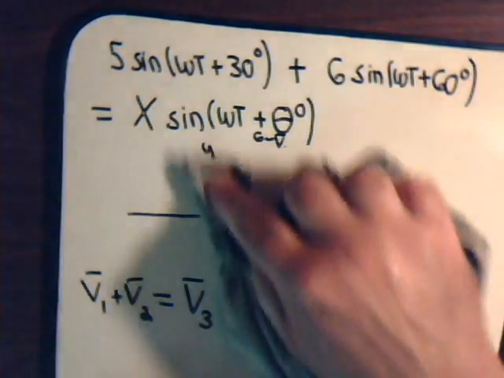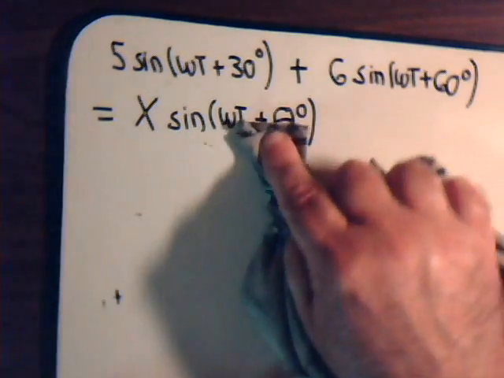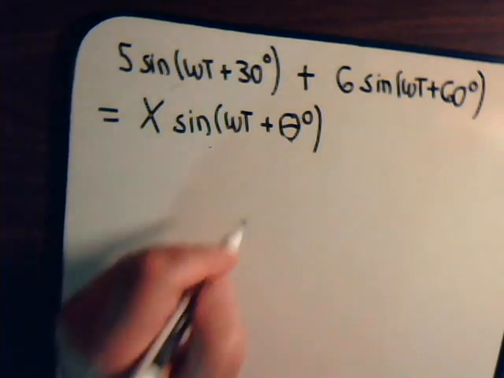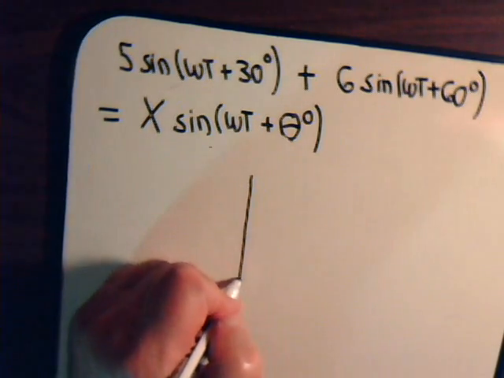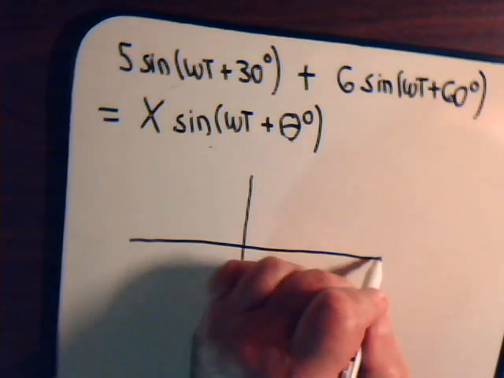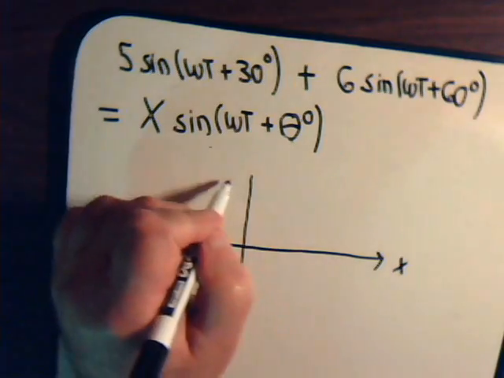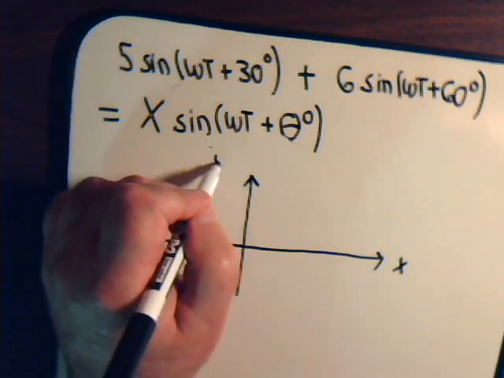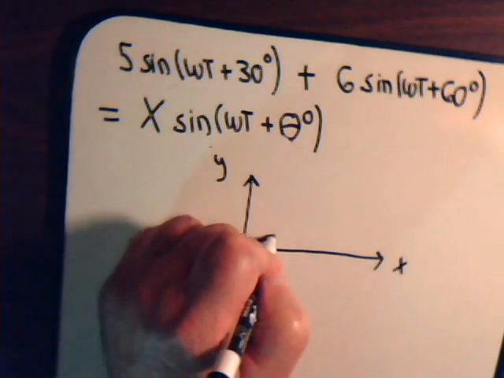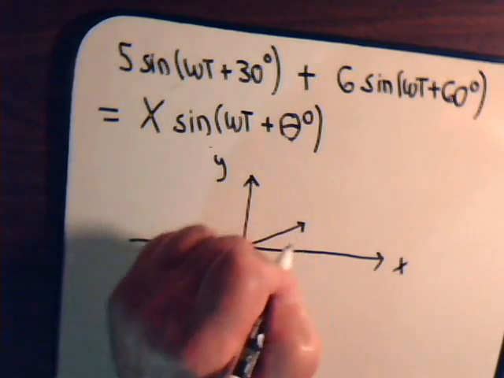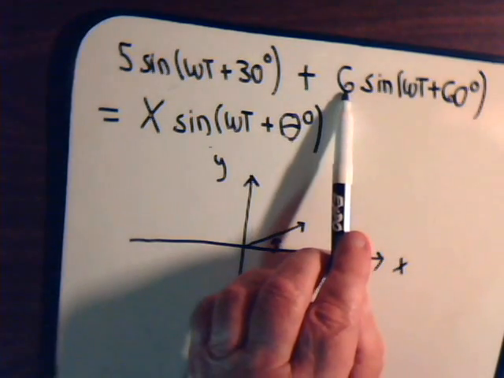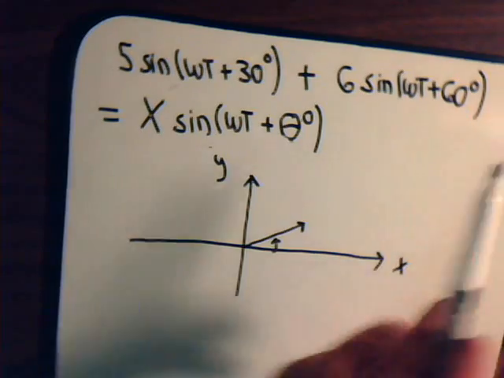Before we do, let's try and make this a little bit neater. Things got kind of crowded together here. So our situation is something like this. Thinking of it now on the x and y axis, here we have this phasor, magnitude of 5, angle of 30 degrees. And then we have this one, magnitude of 6, angle 60 degrees.